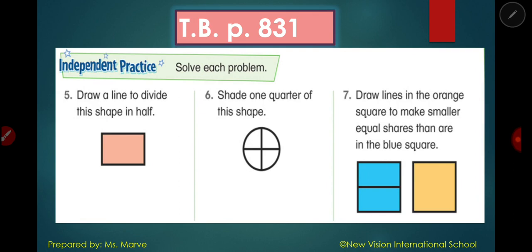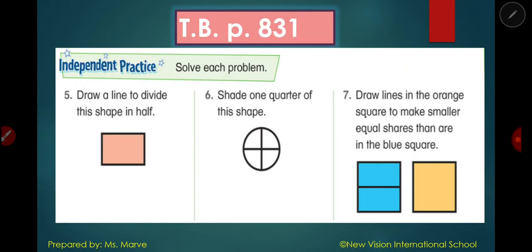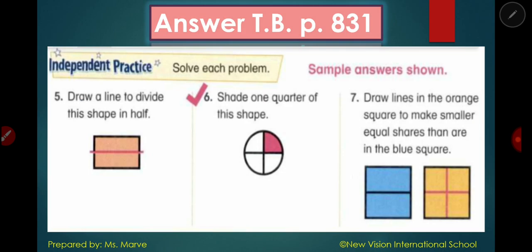Page 831. Number 5, we have this independent practice. Solve each problem. Number 5, draw a line to divide this shape in half. Just draw a line. Number 6, shade 1/4 of this shape. And number 7, draw lines in the orange square to make smaller equal shares that are in the blue square. Let's check your answer now. Again, for you to answer it properly, you can pause the video.